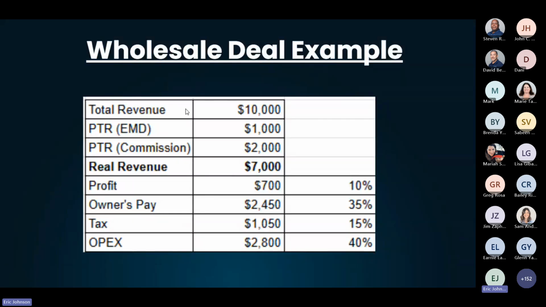So again, total revenue, $10,000. The PTR expenses total up to $3,000. You end up allocating $7,000. And this is what the allocation separation looks like after everything is settled, based on the percentages that we have here.